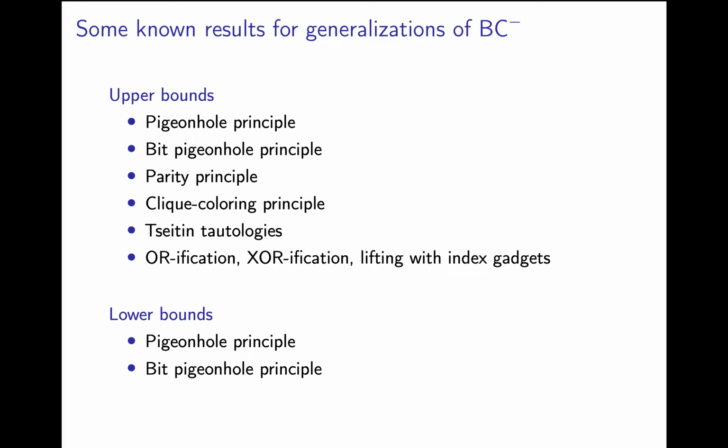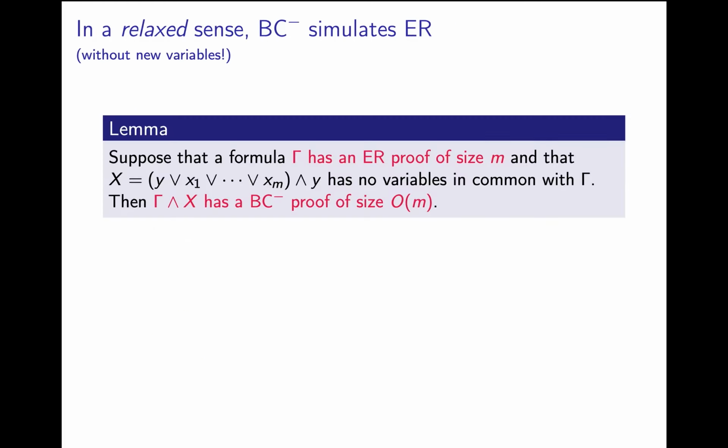The lower bounds here are for different mild generalizations of BC-. The first was proved by Oliver Kullmann and the second by Buss and Thapen. Here's another reason why those systems are interesting, which will also serve as a segue into our new results about them. In a really relaxed sense, BC- without new variables simulates ER.